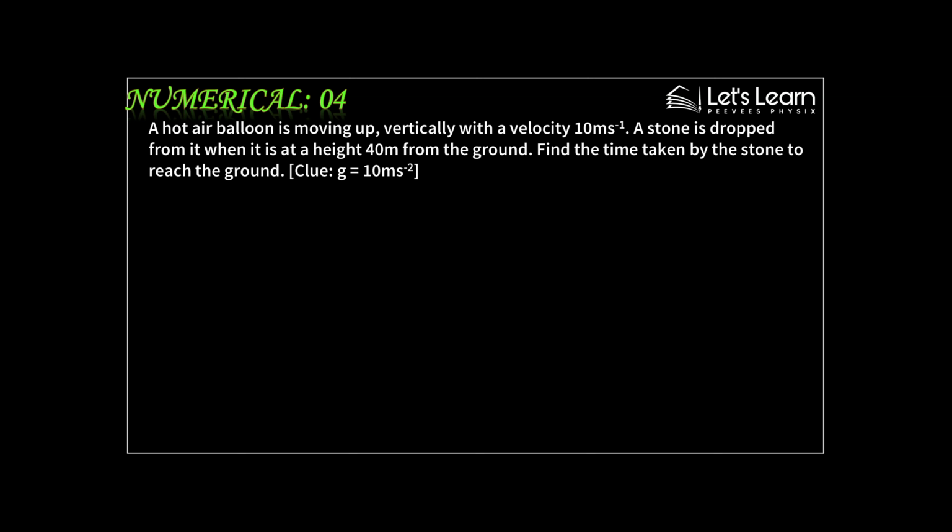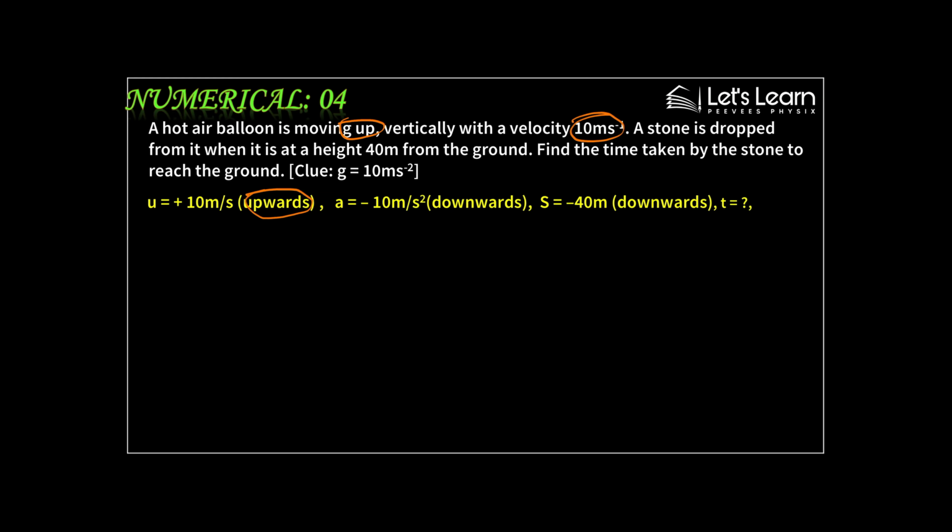Numerical number 4. A hot air balloon is moving up. Along with the balloon, the stone is also moving up. So starting speed of the stone is 10 meter per second upwards. So plus 10. And the acceleration is acting downwards, minus 10. And the stone is dropped when it was at a height of 40 meter.